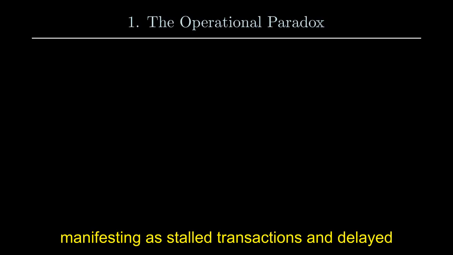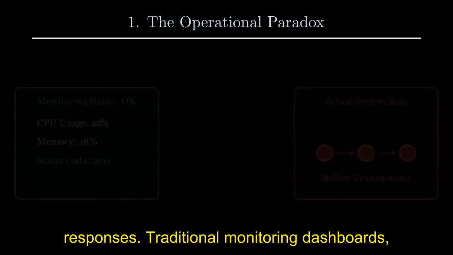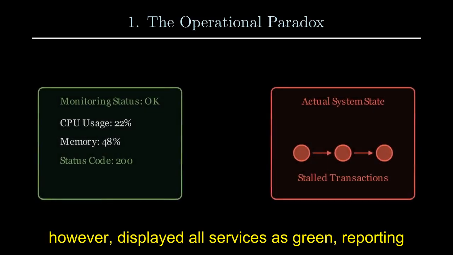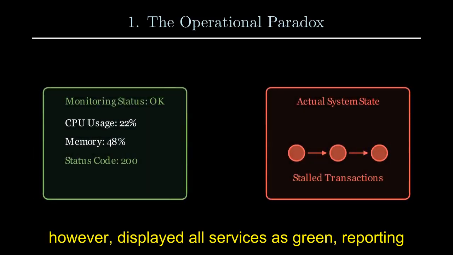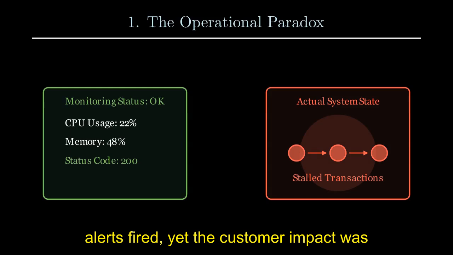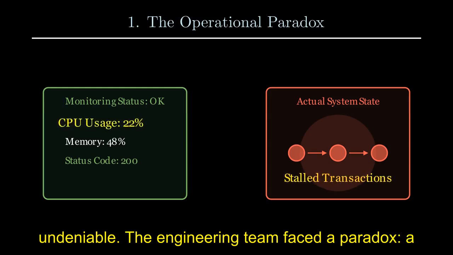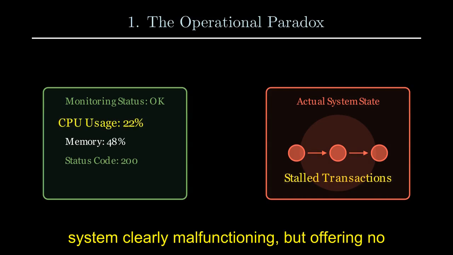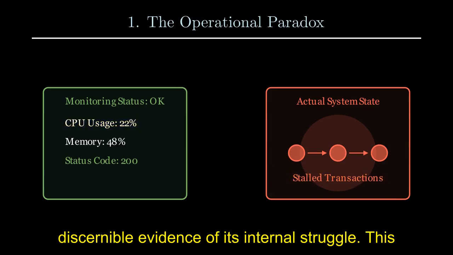A critical system experienced intermittent failures, manifesting as stalled transactions and delayed responses. Traditional monitoring dashboards, however, displayed all services as green, reporting normal CPU utilization and memory consumption. No alerts fired, yet the customer impact was undeniable. The engineering team faced a paradox, a system clearly malfunctioning, but offering no discernible evidence of its internal struggle.